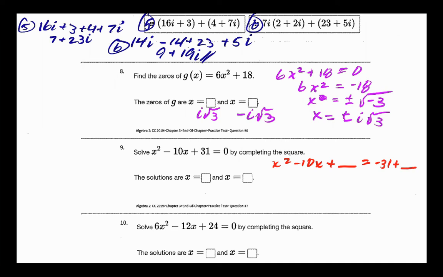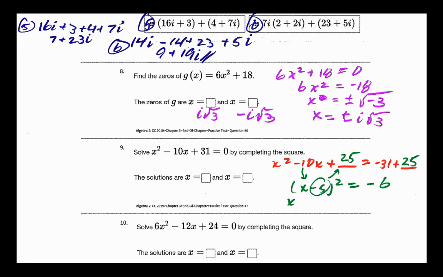All right? So then remember, I'm going to have the middle term and put it squared. So I'll have x minus 5 squared, and then I'm going to take that negative 5, and I'm going to square it and put it there. So negative 5 squared is 25, and I'm going to put the 25 there. And then I simplify the other side, which gives me negative 31 plus 25 is negative 6.